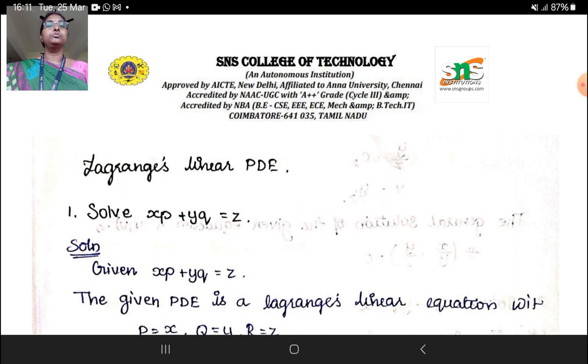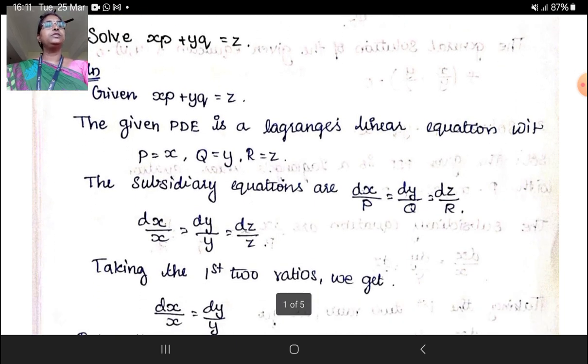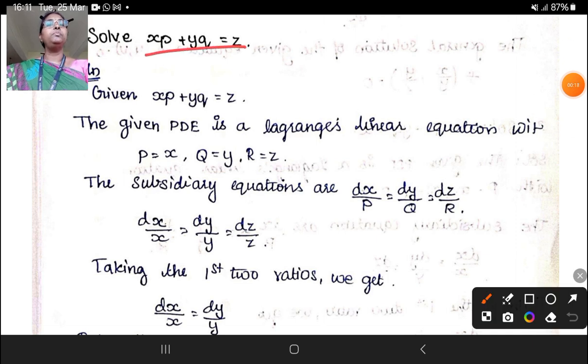Today we are going to discuss Lagrange's linear partial differential equations. Based on this, we move on to the first sum. In this model, we can identify the form Pp plus Qq equal to R. The coefficient of p is P, the coefficient of q is Q, and the right side value is called R. Based on these three values, we can write the subsidiary equations.